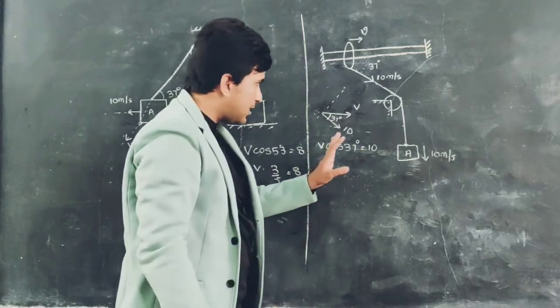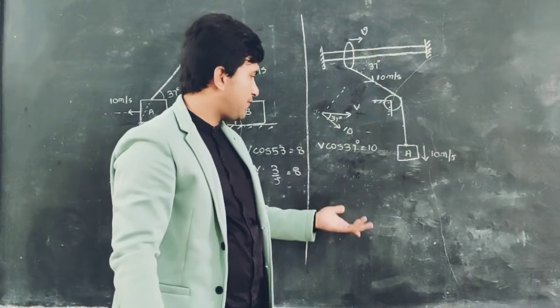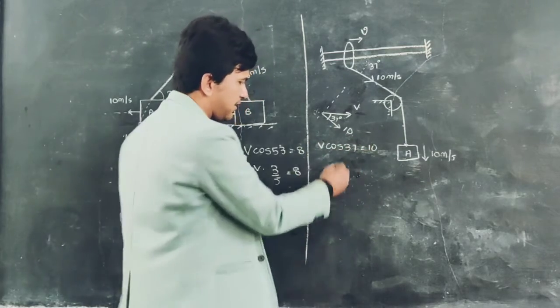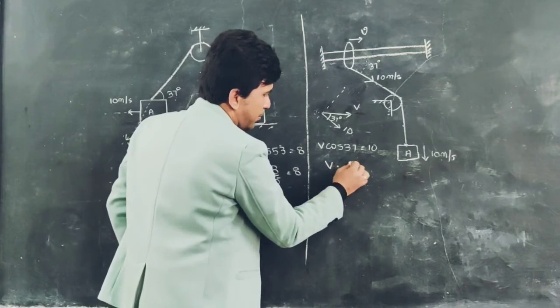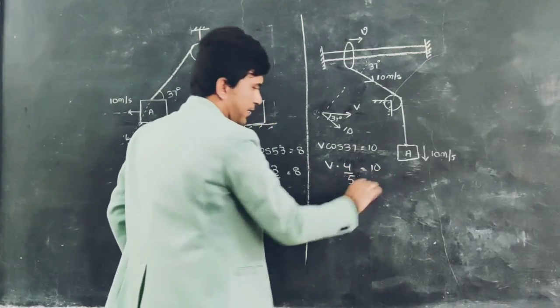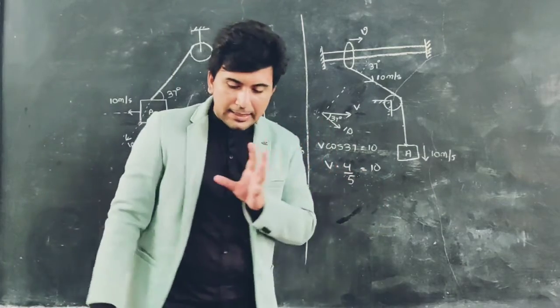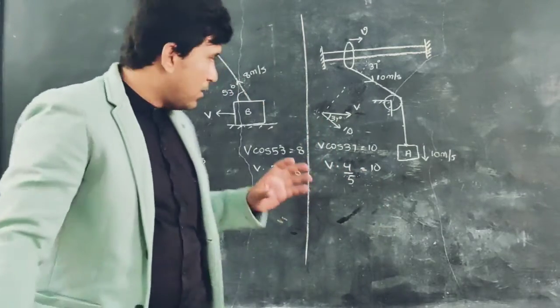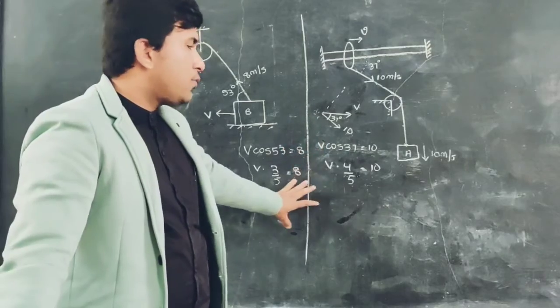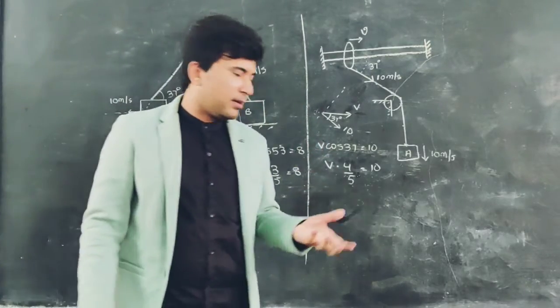You can try this one by any of the methods, by the displacement method and all those methods, which will be tougher. So V cos 37, you can solve this one. V into 4 by 5 should be equal to 10, and you can find out the answer. So this is how you are supposed to solve. These are the basic illustrations which will give you the idea how to solve or find out the velocities along the string.